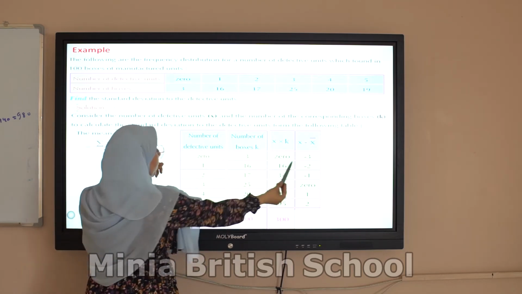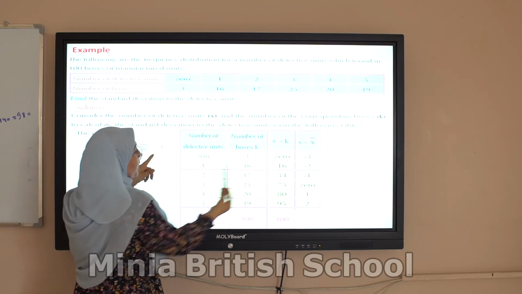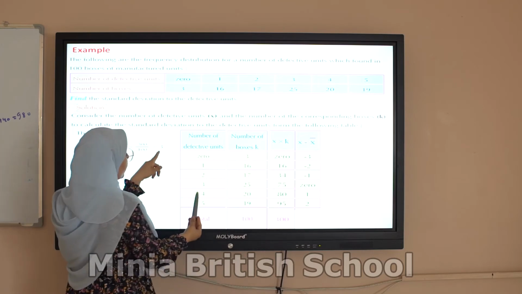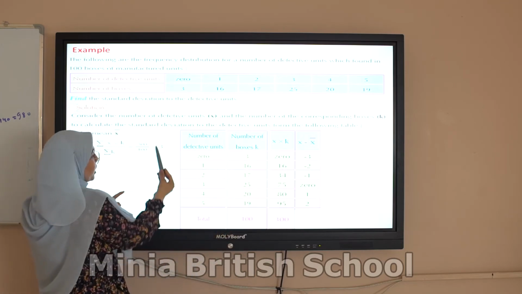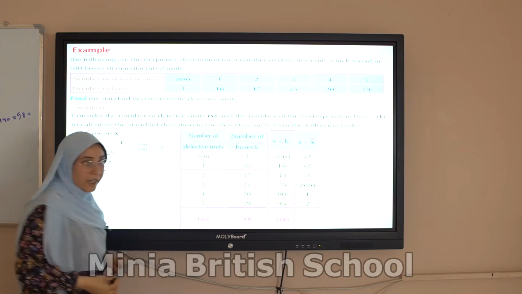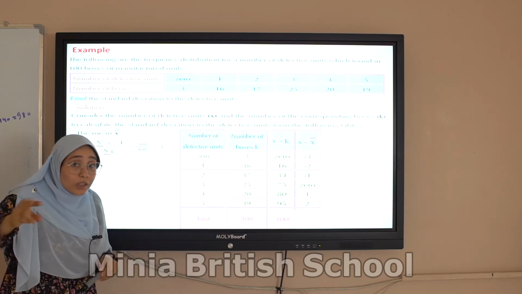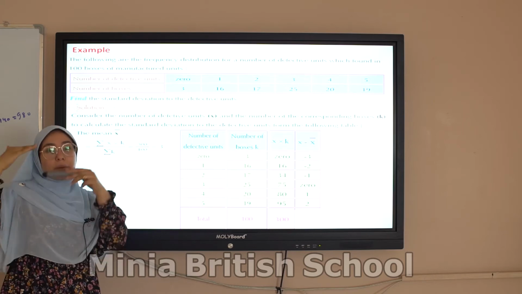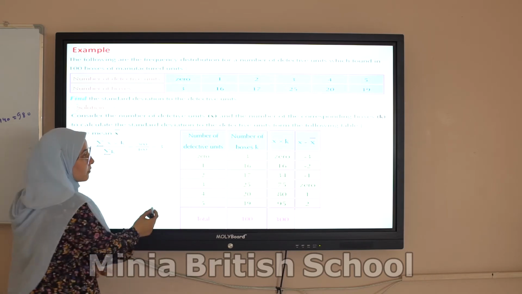1 minus 3 equals negative 2. 2 minus 3 equals negative 1. 3 minus 3 equals 0. 4 minus 3 equals 1. 5 minus 3 equals 2. Okay? So the next column represents x minus x bar raised to power 2.